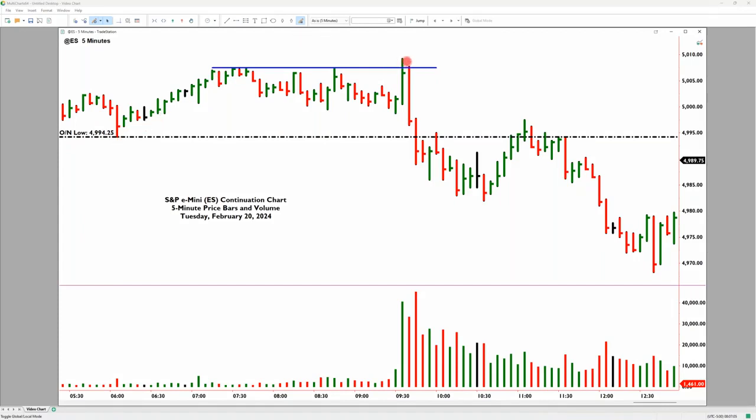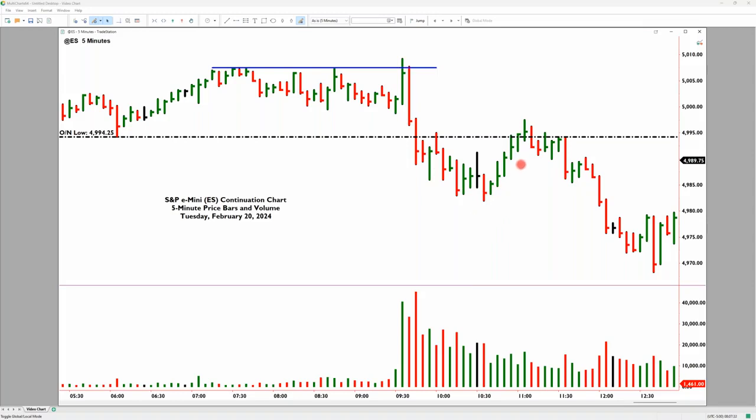up above that, but couldn't continue to do so, and instead, off of the American session open, could not hold that overnight low. And instead, we see selling enter, and the market has some wide range bars down with good heavy volume. And we closed down well underneath the overnight low.